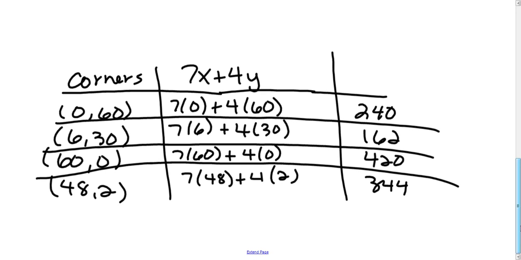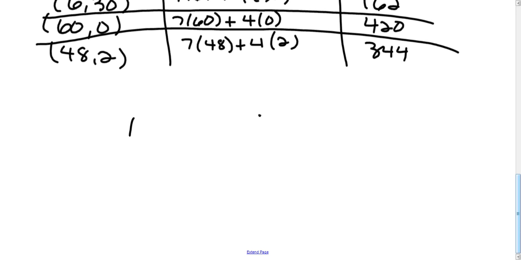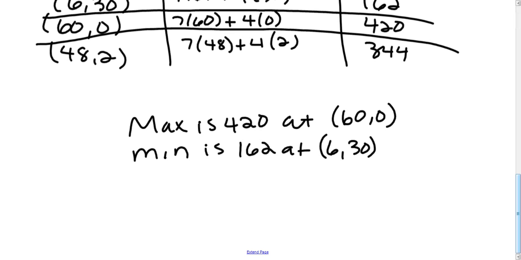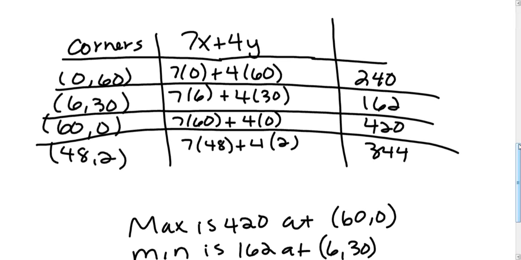Okay, so this is what I can say. I can say that the max is 420 at 60, 0. The min is 162 at 6, 30. Okay, and that is sort of the process that you're going to use. And it's a long one, but you can do it.